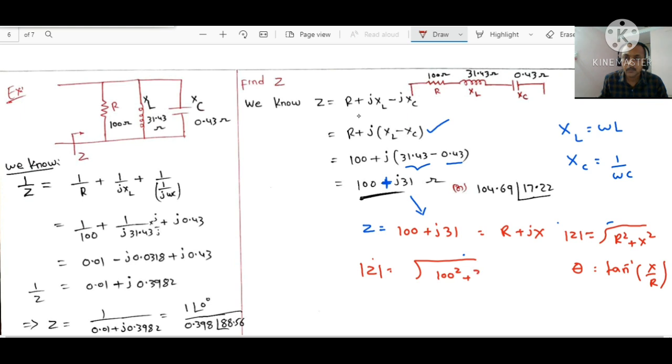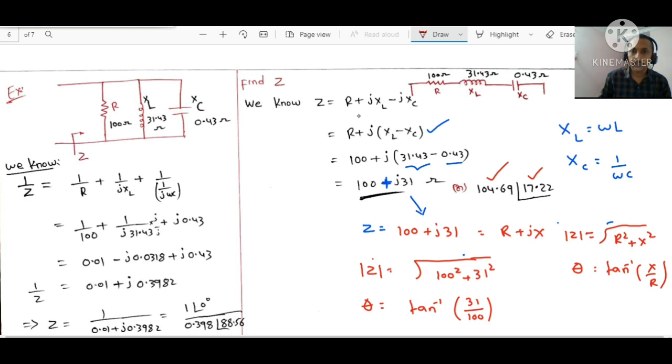So 100 square plus 31 square. Now you will get 101.69. Theta, tan inverse of 31 by 100, you will get 17.22. That is what we have done here. We have expressed the rectangular form in polar form: 101.69 at an angle 17.22. Clear? Yeah. Now this is the case if impedances are in series.